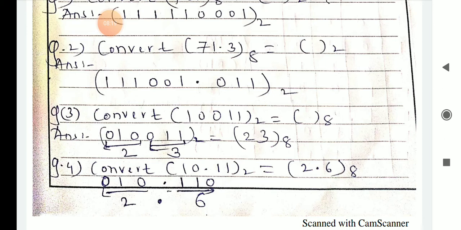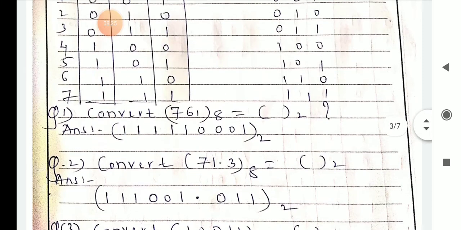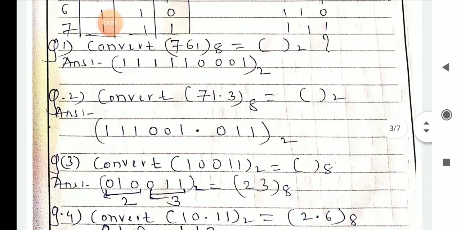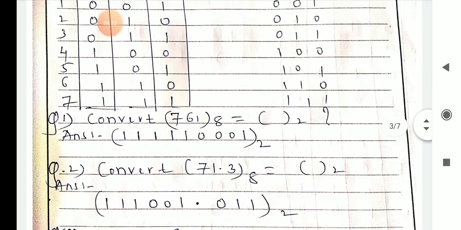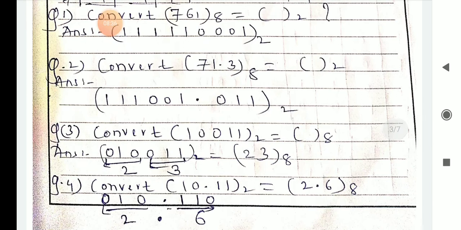So after that, again you have to observe the table. 011, where is that? 011 is 3. So 3 is 011, we can write that as 3. And 010 is 2. So what is the answer of the conversion of that binary? 010 011 gives 23 as the answer.